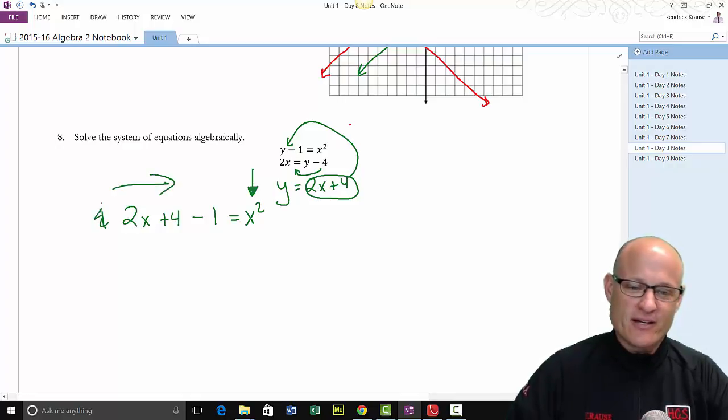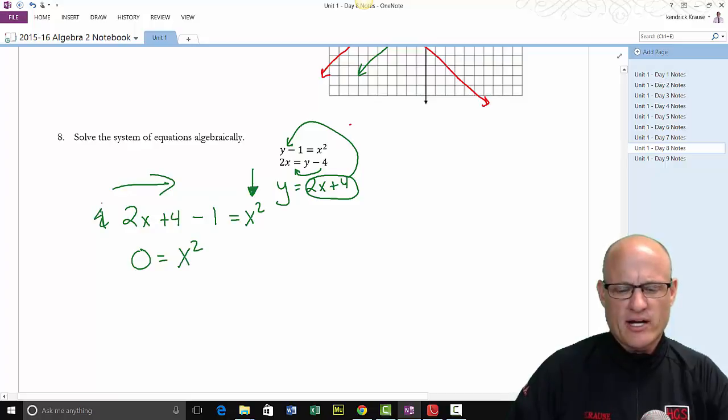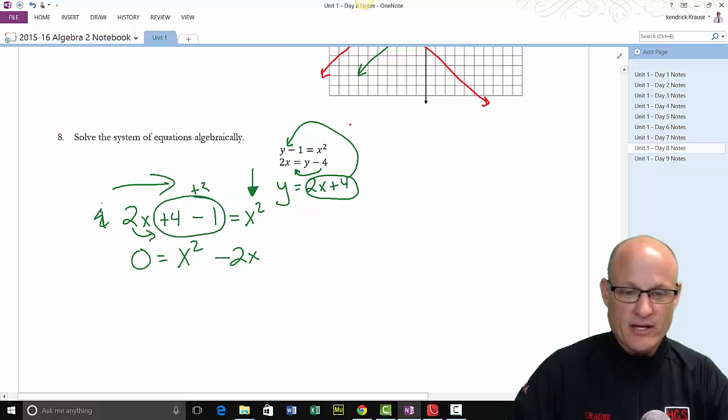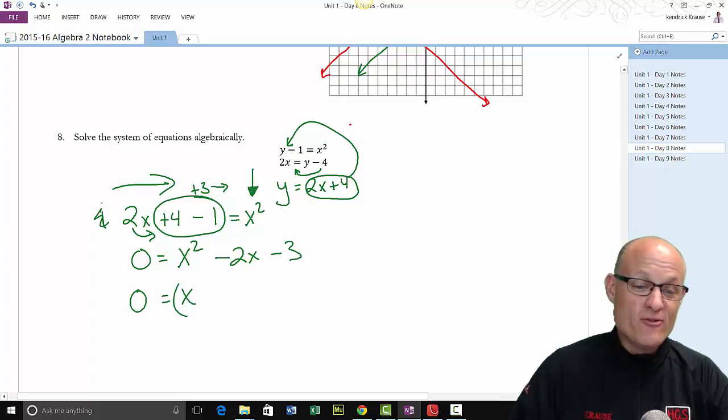This is nothing. Everything's going to this side. So 0 is equal to x squared. Always want to make sure x squared is positive. Minus 2x, because that 2x comes over, it becomes minus. Now this is positive 3 on this side, so it goes over there, it becomes -3. Oh, look at that factoring. It looks so beautiful. I think I can handle it.